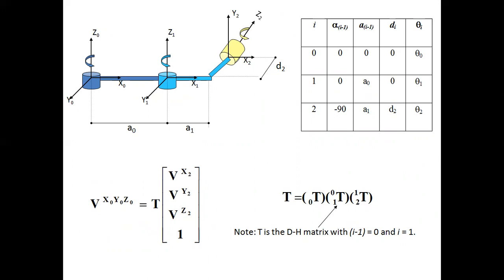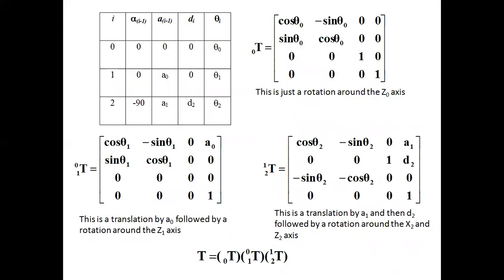So i is 0, 1, 2, a of i minus 1, and d i. So we'll have the notations and we will be framing the DH matrix. Okay. By replacing the values of theta with 90, we'll have cos theta naught, theta 1 and theta 2, so the values of T naught, T1 and T2. So this is just rotation around the Z naught axis. So we'll have the rotation of cos theta naught, minus sin theta naught, and cos theta naught.